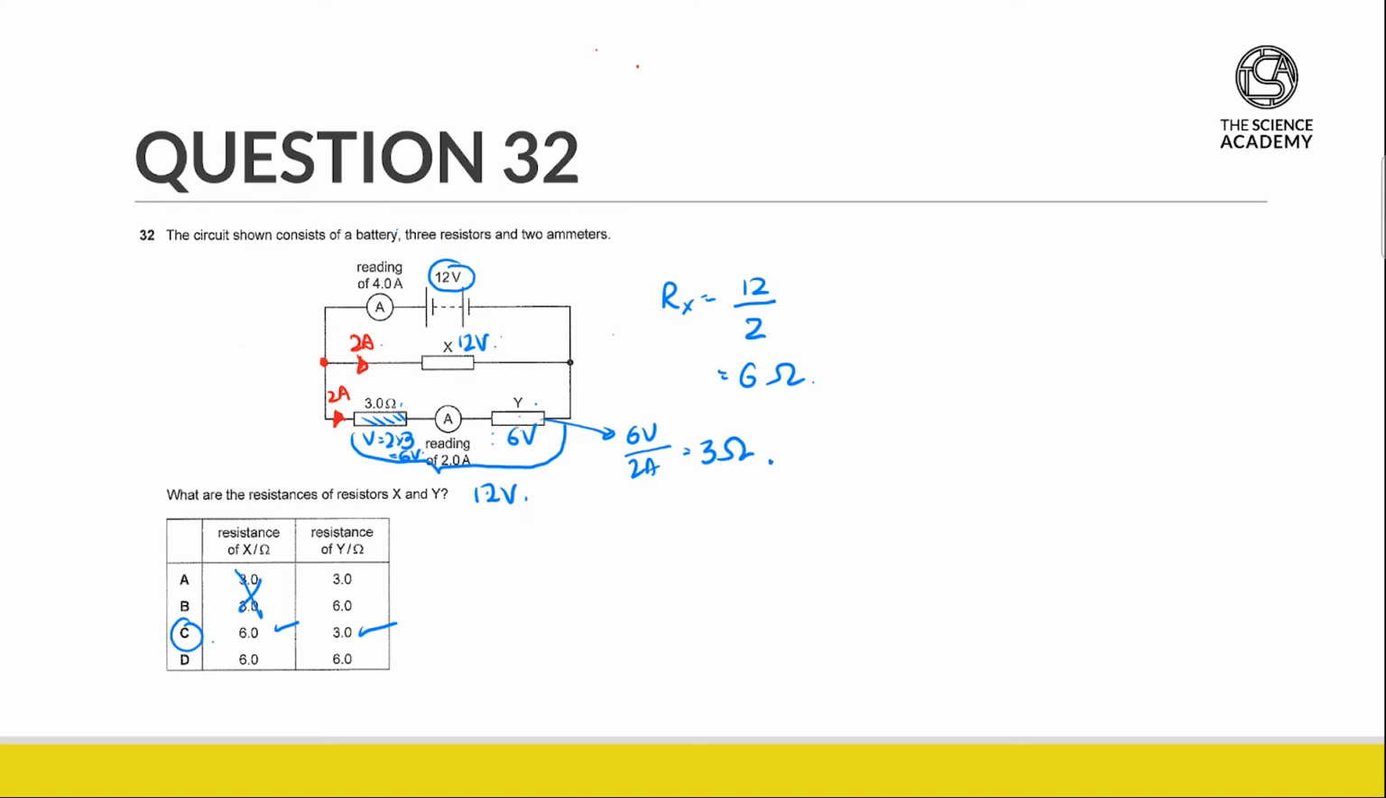Now another way we can think of this is we have 12 volts which are shared between these two, and because the voltages are the same, 6 and 6, their resistances must be the same. Immediately we have this, which is 3 ohms, therefore it's 3 ohms.